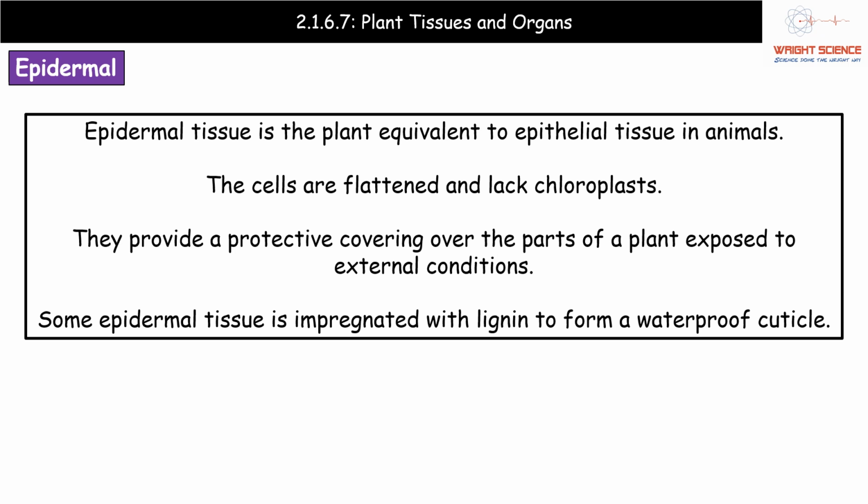to these external conditions. And in some cases, the plant's actually going to impregnate these epidermal tissues with the substance called lignin. Now, hopefully you've heard of lignin back at GCSE where you looked at the xylem vessels. And the whole idea of lignin is that it actually forms a waterproof coating. And the idea of impregnating the epidermal tissue with lignin is that we're able to produce a waterproof cuticle. So basically a waterproof barrier to the outside world.